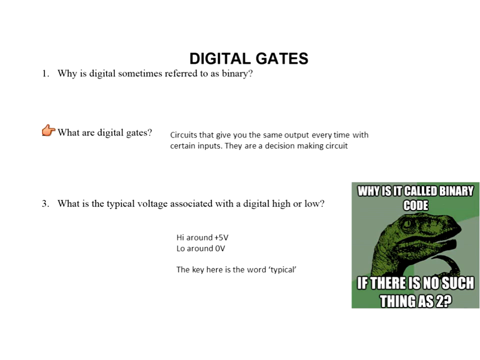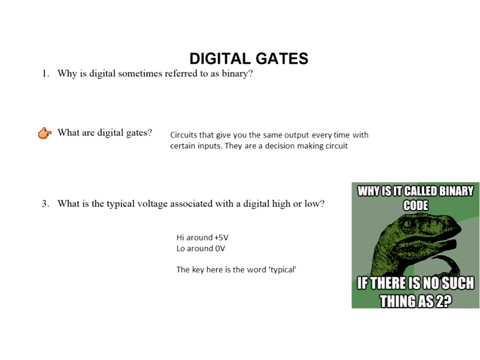What are digital gates? Well, digital gates are circuits that give you the exact same output with a given set of inputs every time. They're thought of as decision-making circuits. They help computers make decisions with certain inputs.